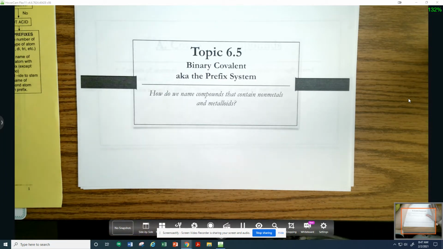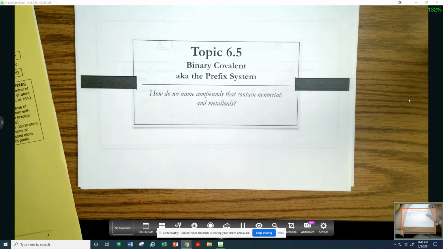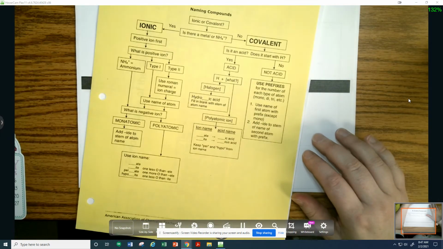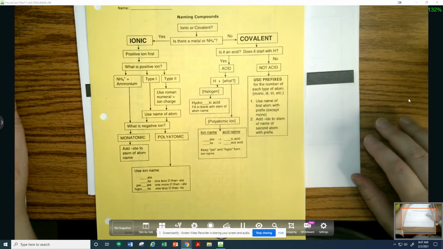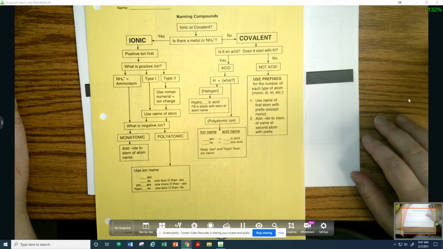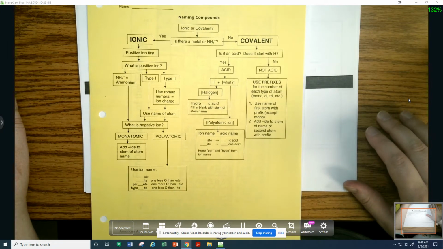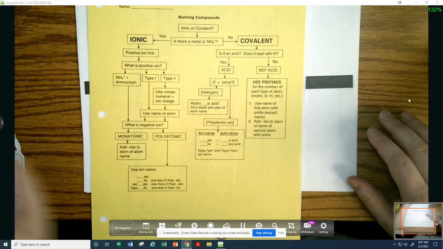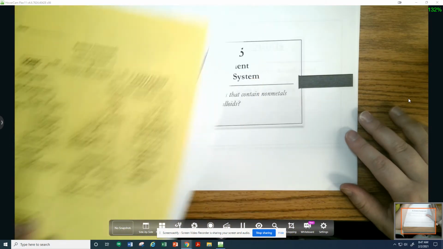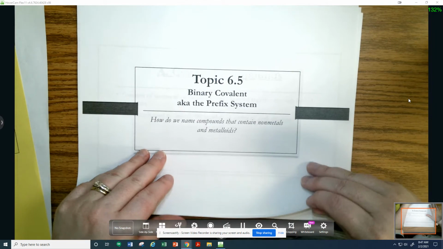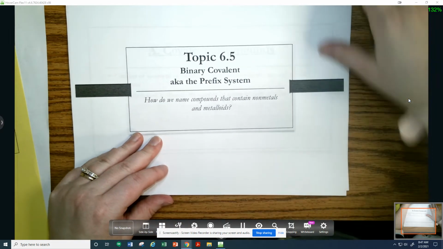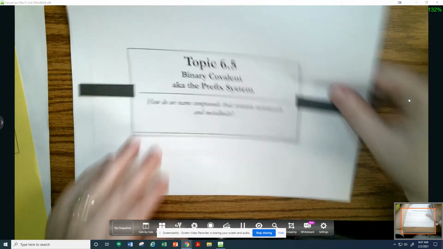So all you really need for today's lesson is your periodic table, which might be useful, and if you have the ability to print or open this file with the naming tree. If you had things mailed to you, this was one of the documents included in that envelope for you. So like I said, we're going to be working on topic 6.5, and you're going to see why it's called the prefix system momentarily.